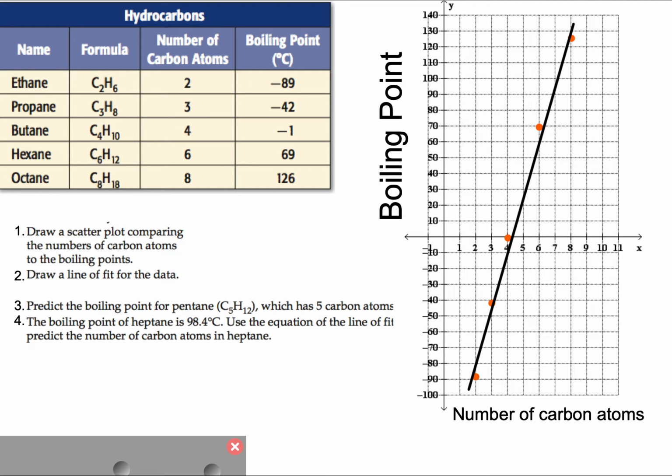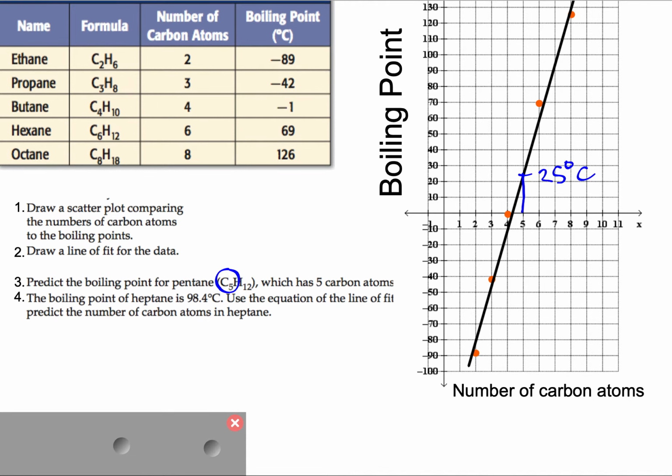Predict the boiling point for pentane, which is C5H12. It's got 5 carbons in it, so it looks like it's right here around 25 degrees Celsius. Now, I did look it up previously. The actual is about 36, which if I plot the point here, you'll see it's pretty close to that line. It's reasonable, and our estimation of 25 degrees Celsius is reasonable. It is close. It's not exact.